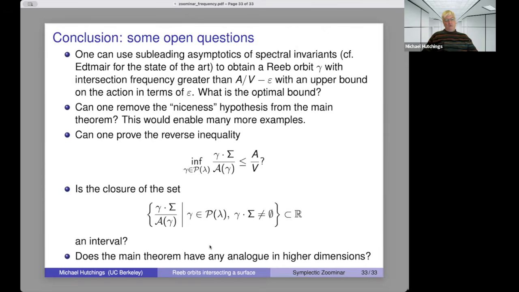And finally, is there a generalization to higher dimensions? I suspect maybe not, but somebody needs to make a counterexample.